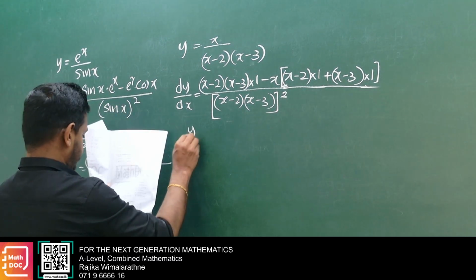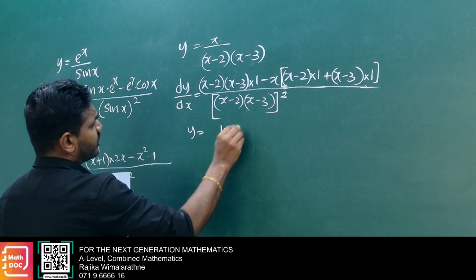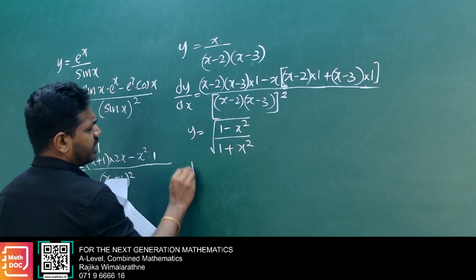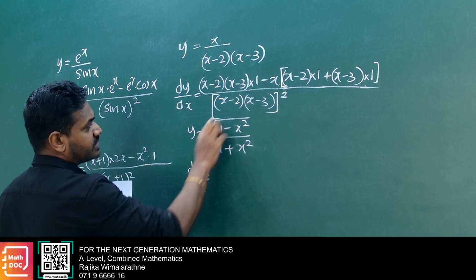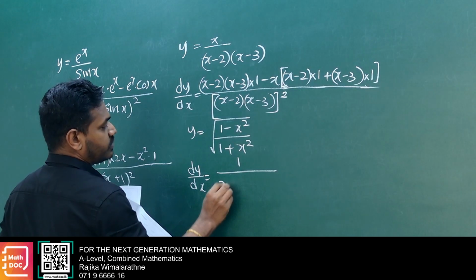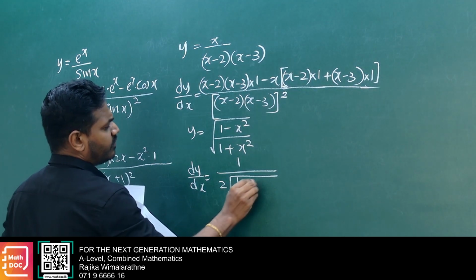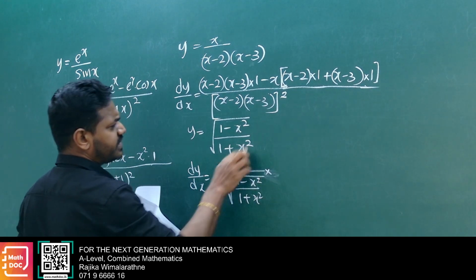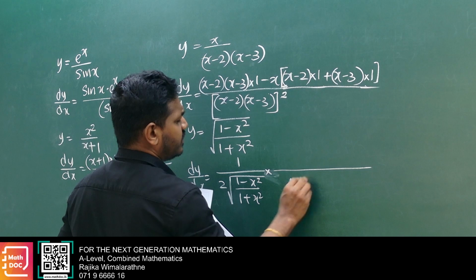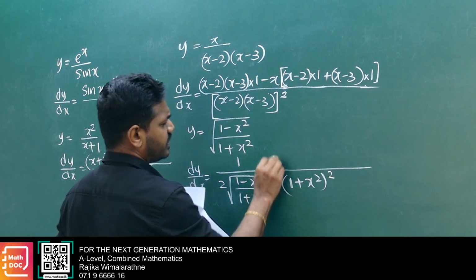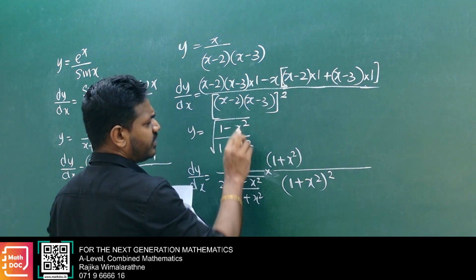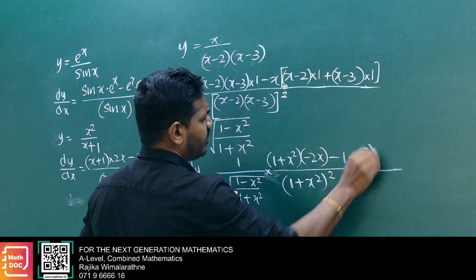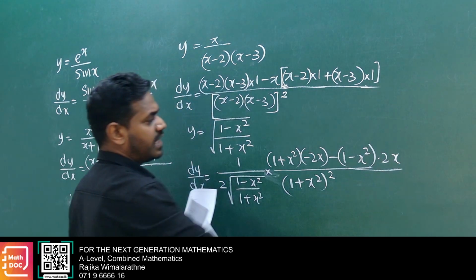Then y equals the square root of 1 minus x square over 1 plus x square. Then dy by dx. Here for the square root part, 1 over 2 square root of 1 minus x square over 1 plus x square, into here division, no? Denominator square, denominator times derivative of numerator, minus numerator times derivative of denominator.